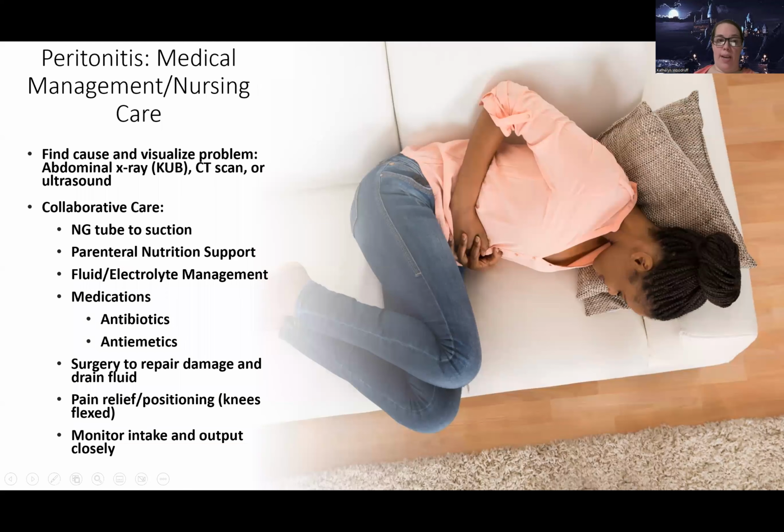Overall, for peritonitis, what we're going to do is, of course, need to find the cause, what's causing the peritonitis. If there's something that's perforated, we need to close it. We need to clean them out, so we can visualize the problem with a KUB or a CT scan or ultrasound. But usually this patient ends up needing surgery. So think of a lot of the patients that we've talked about: NPO, NG tube. They may need parenteral nutrition. We're not going to put anything in their bowels. They need to be NPO.